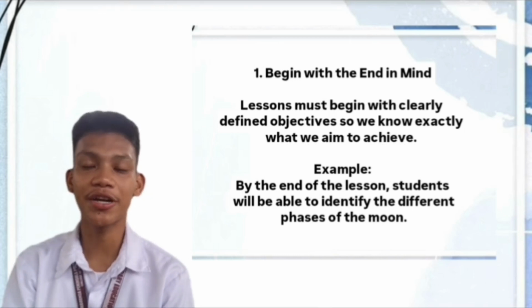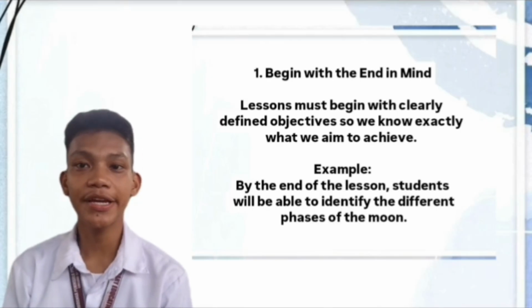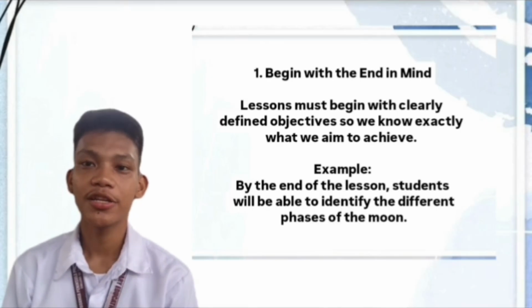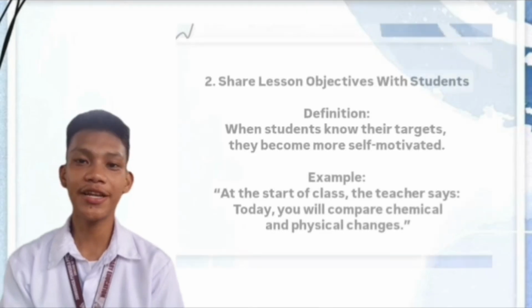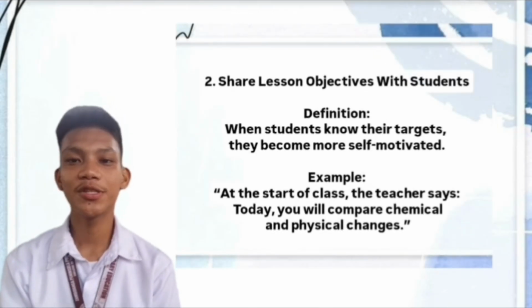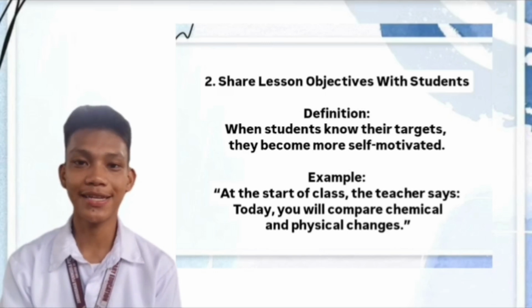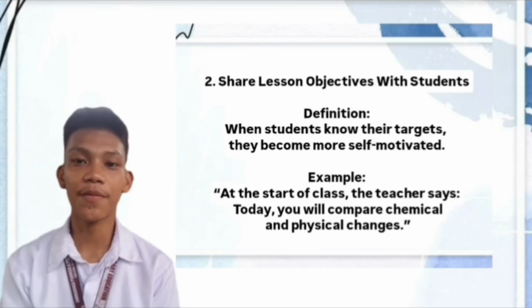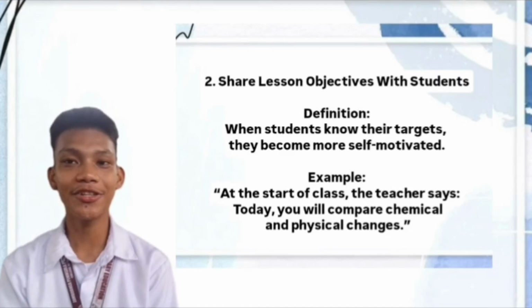The lesson should be organized with clearly defined objectives, as we want to measure something, most importantly the goals that we want to achieve at the end of the lesson. After understanding the importance of starting with clear goals, the next principle focuses on communicating these goals. The second principle is to share lesson objectives with students. When students know their targets, they become more self-motivated and goal-directed. This means that learners can track progress and stay more focused when goals are clearly visible and understandable.